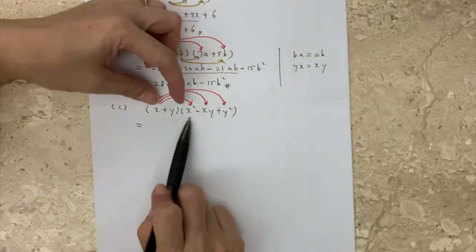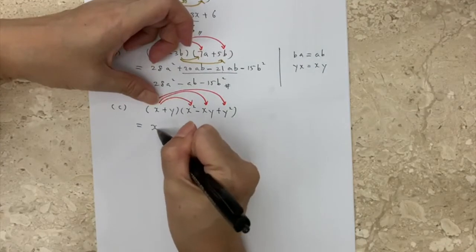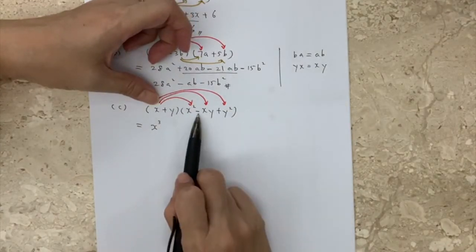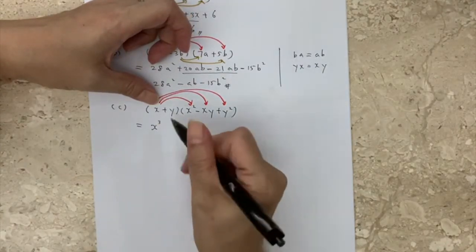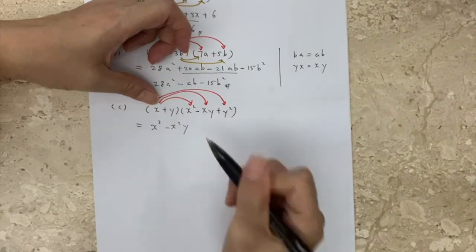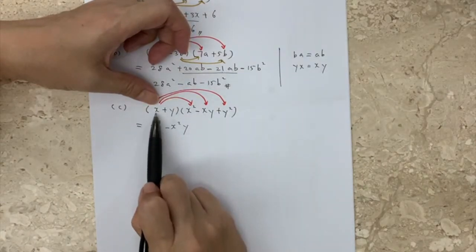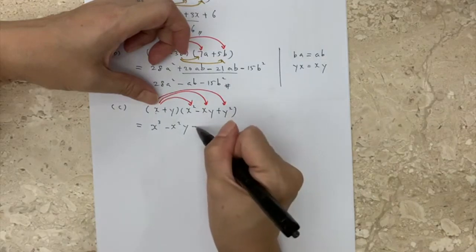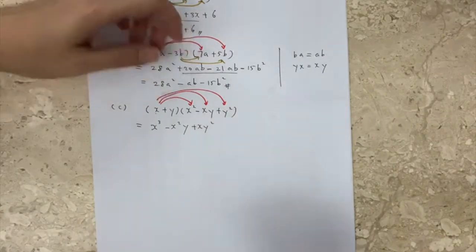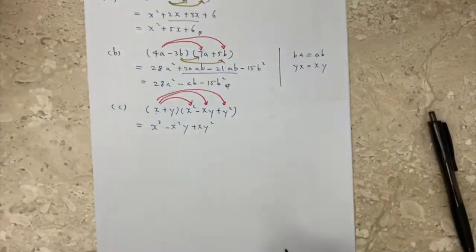Alright, so do it step by step. x times x squared, so I have x to the power 3. And then minus this, xy times x, so that I have x squared y. And then x times y squared, so that will be plus xy squared. So I have finished the first term for x.